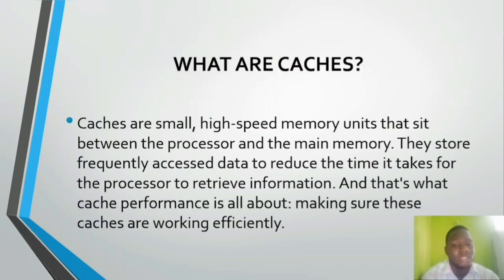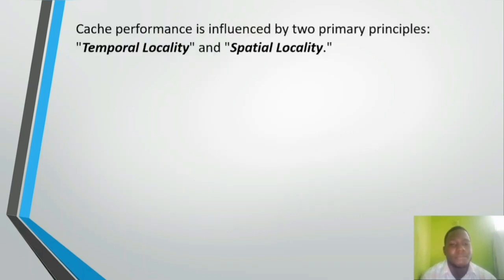Caches. What are caches? Caches are small high speed memory units that sit between the processor and the main memory. They store frequently accessed data to reduce the time it takes for the processor to retrieve information. And that's what cache performance is all about, making sure these caches work perfectly.